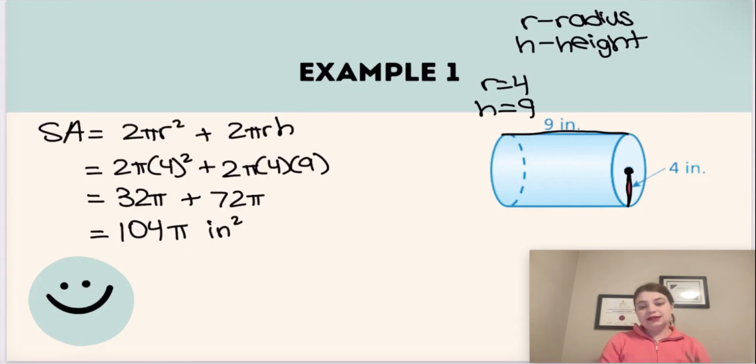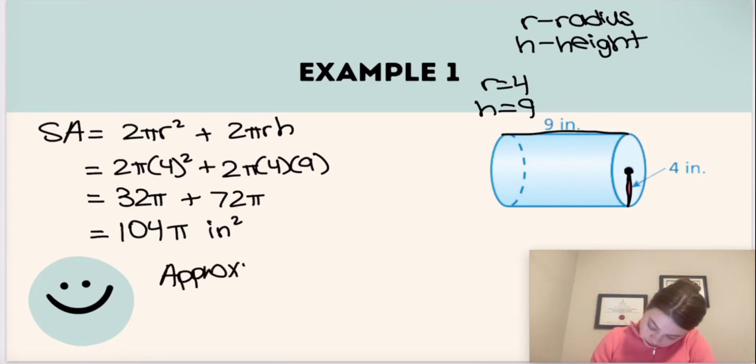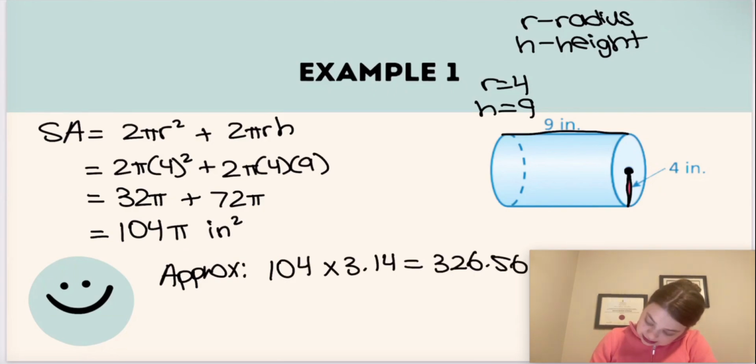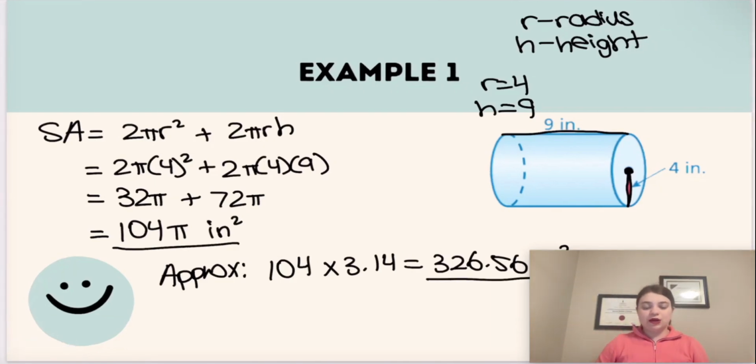Now let's say they don't want the exact answer with pi still in it. Let's say they tell you to round to 2 decimal places or something like that. If that's the case, then we're going to actually swap pi for 3.14. And so for the approximate answer, we would have 104 times 3.14, which is equal to 326.56 square inches. Now, of course, this is not the exact answer, right? The 104 pi square inches is, but this is a good approximation for if they want us to round to a couple decimal places and give them an answer in that way.